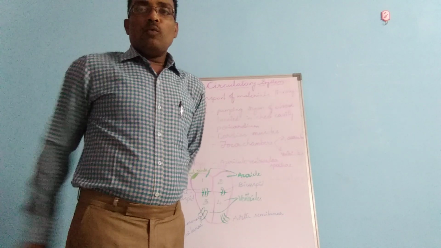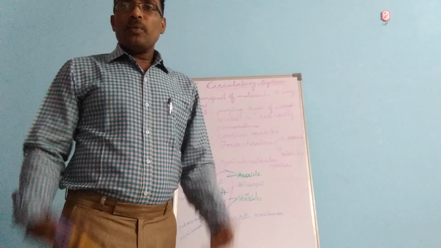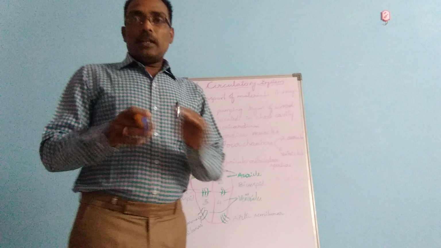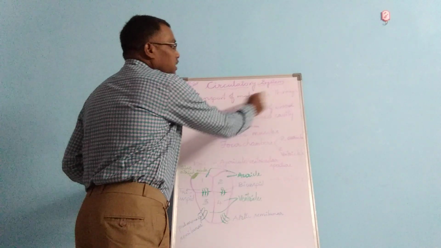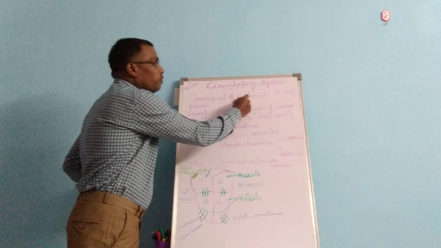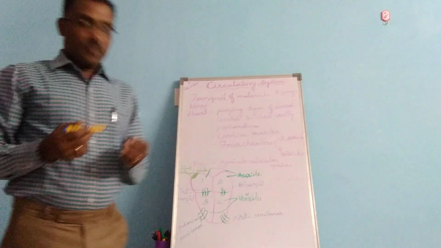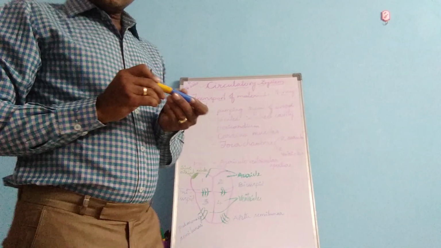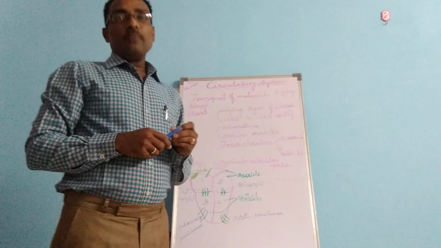For example, we breathe oxygen. That oxygen will be transported to all parts of the body through one medium, the blood. Transportation of materials through the blood is called the circulatory system. What is that? Transportation of materials through the blood is called the circulatory system.